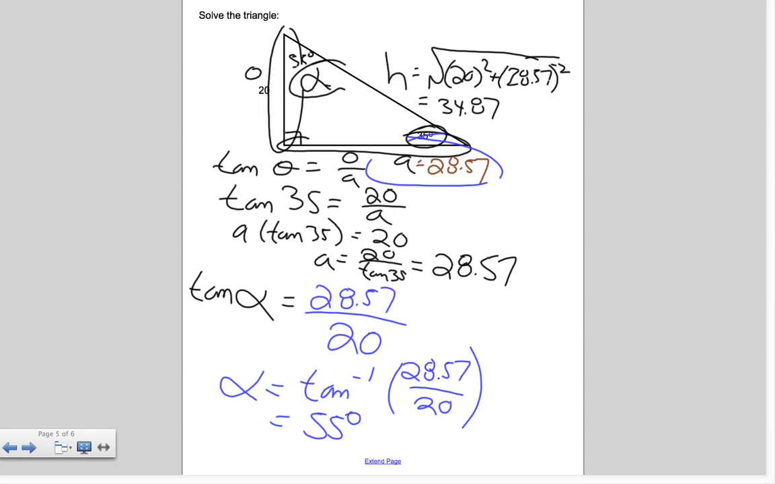So that's one trigonometry function, called tangent. That's when we're looking at an angle and seeing the opposite side compared to its adjacent side. Any questions on that? Kind of straightforward, hopefully. Good.